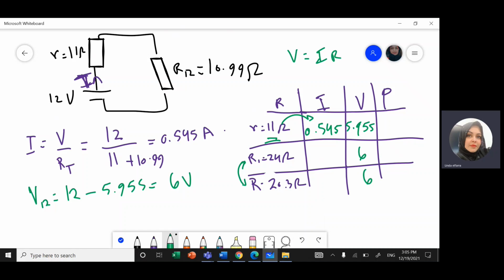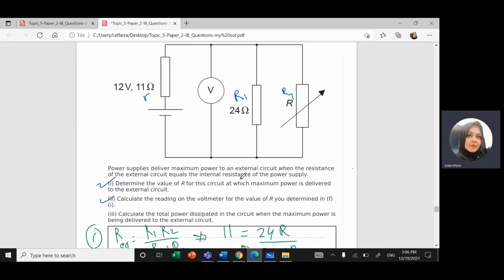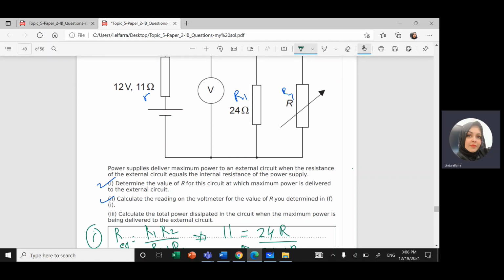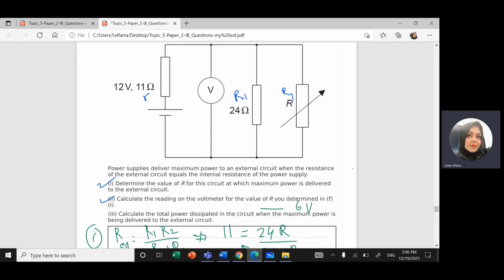We can find the current: voltage divided by the resistance, voltage 6 divided by the resistance. And this will be 0.25 and here 0.295. So we're done calculating the reading of the voltmeter for the value of R. So the reading for the voltmeter for the value of R will be 6 volt.